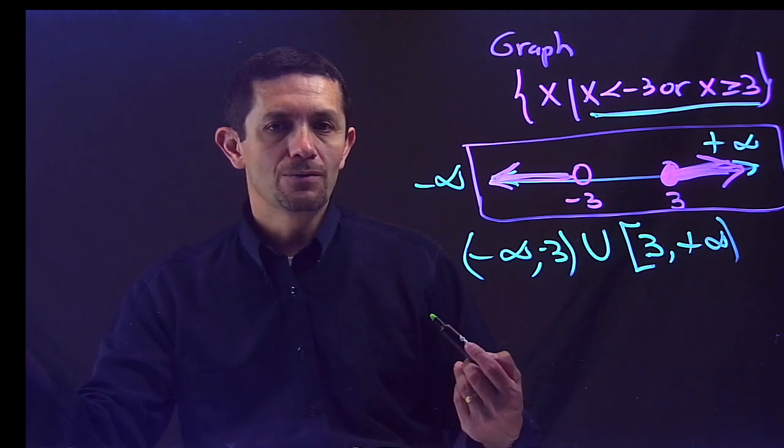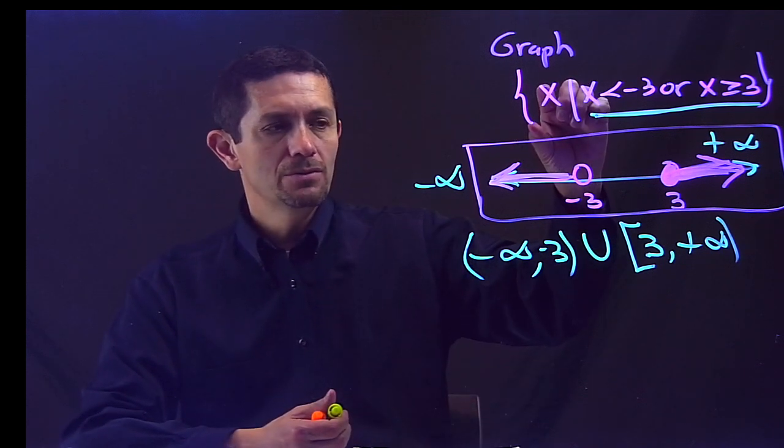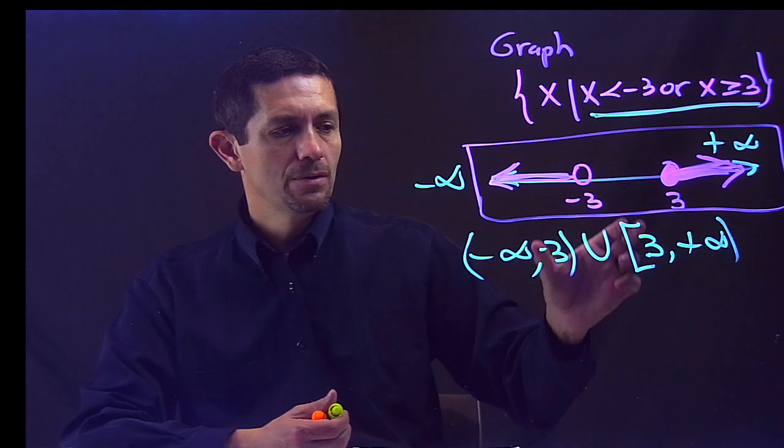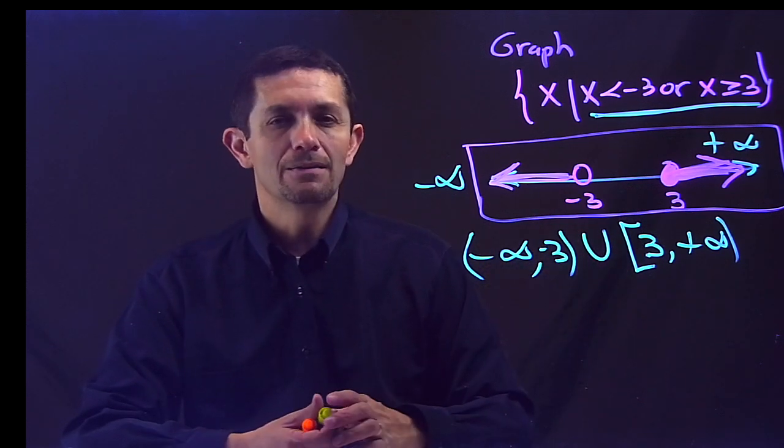So these are different ways to write an answer to an inequality: set builder notation, a graph, or interval notation. Different ways to say basically the same thing.